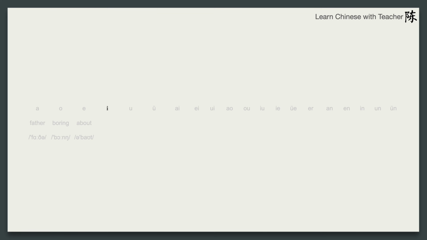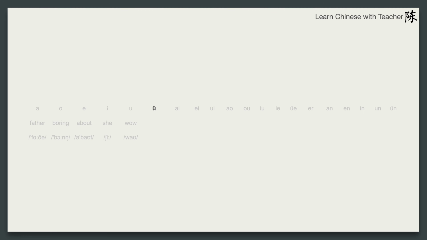The letter I is pronounced E in Chinese. It sounds like how you pronounce the letters E in she. The letter U is pronounced U in Chinese. It sounds like how you pronounce the letter W in wow. This letter is composed of a letter U with 2 dots above it. It is pronounced Yu in Chinese.